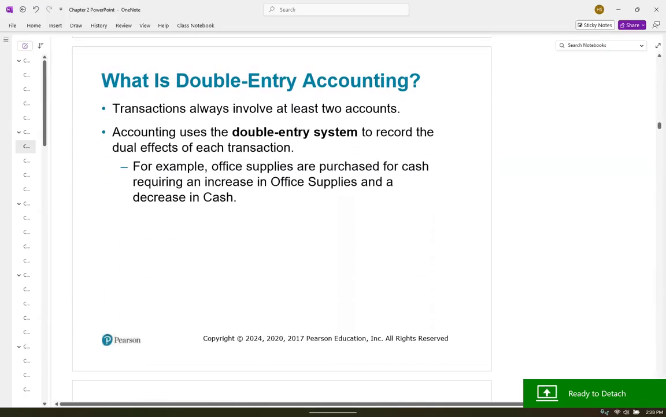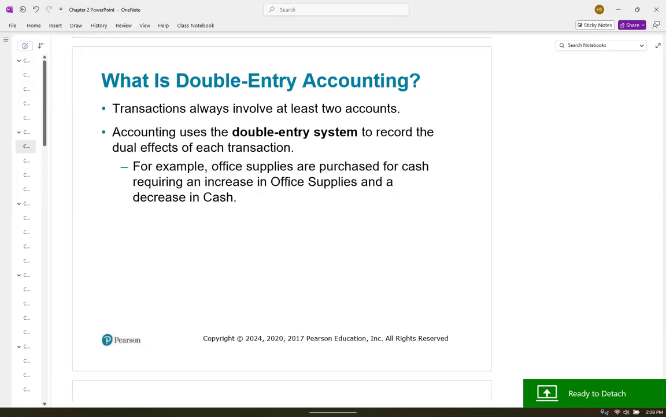I think we might have touched on it in the previous chapter, but if you think about it, every single transaction affects at least two accounts. It could be more than two. I always use the example, if I have $100 in my pocket and I go to Walmart and I spend $100, I give them $100 cash and they give me $100 worth of groceries. Two things have happened there. My cash decreased and my grocery inventory went up. So every single transaction will always have two accounts.